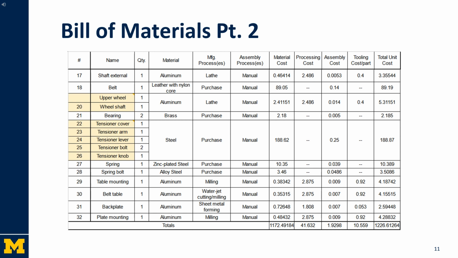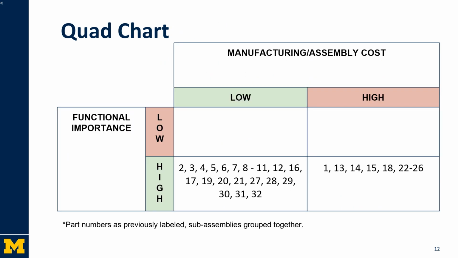This is the second portion of our bill of materials. The total manufacturing cost of our product comes out to $1,226, mainly due to material costs. Taking our parts as labeled in the bill of materials, we sorted them into a quad chart based on manufacturing cost and functional importance. We had no parts that we considered to have low functional importance, but a few parts had high cost that will be considered for redesign.